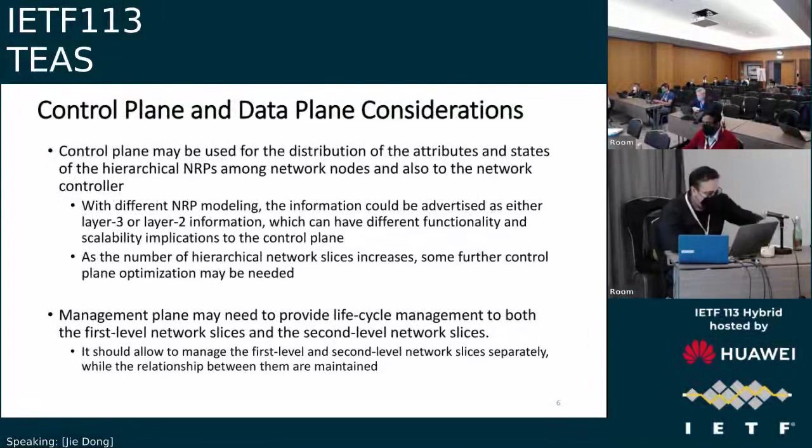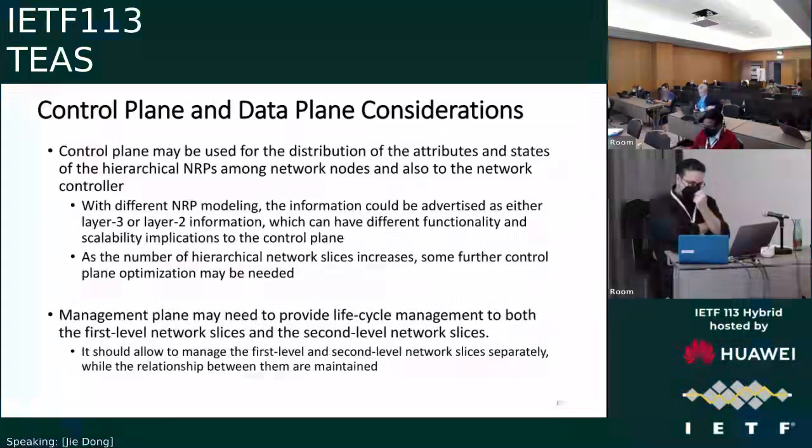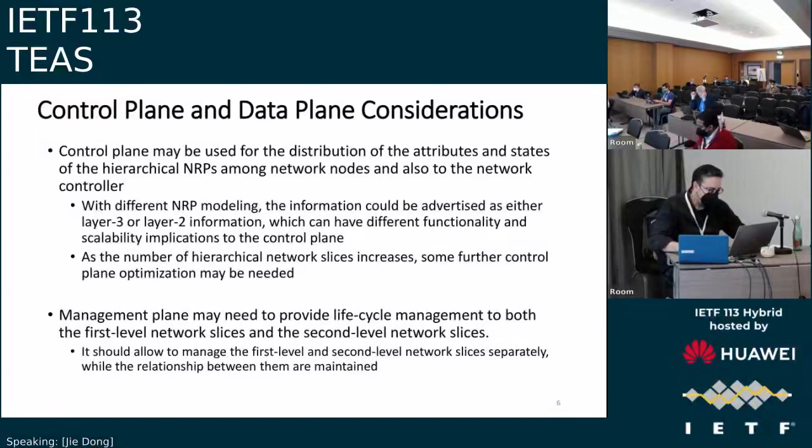And as the number of the hierarchical network slices increases, we also need to consider control plane optimizations to support better scalability. In terms of the management plane functions for hierarchical network slicing, the management plane needs to provide life cycle management both to the first level network slices and the second level network slices. It should allow managing the different levels of network slices separately, and it also needs to have the information about the relationship between these two level network slices maintained in the management system.